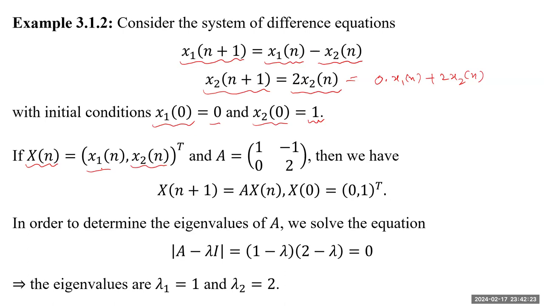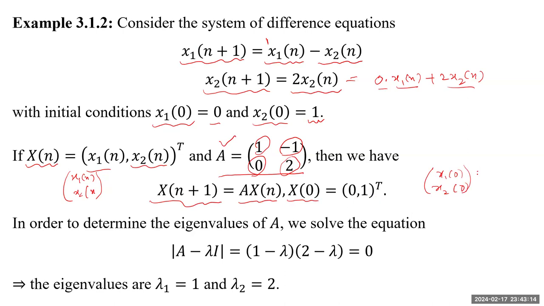So this is a 2 by 1 column vector, right? And this is my matrix A. See, in the first equation, the x1 coefficient is 1 and the x2 coefficient is minus 1. In the second equation, the x1 coefficient is 0 and the x2 coefficient is 2. So this is my matrix A. And so the above system can be written as x of n plus 1 is equal to A x of n, and x of 0 is equal to (0, 1) transpose. That is x1 of 0 and x2 of 0, that is equal to (0, 1), a 2 by 1 column vector.